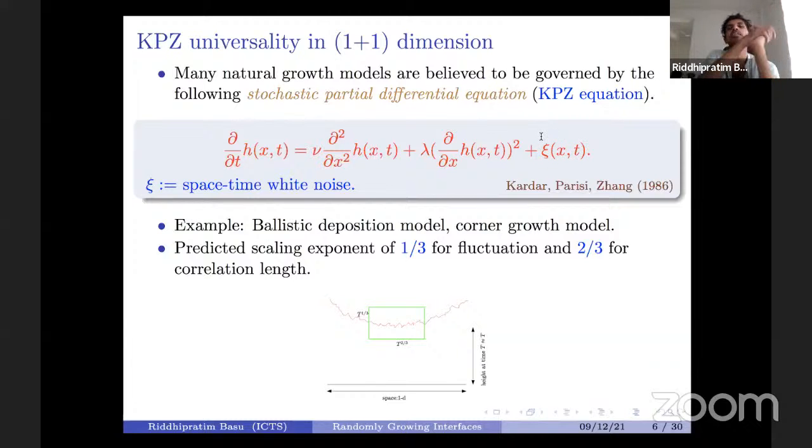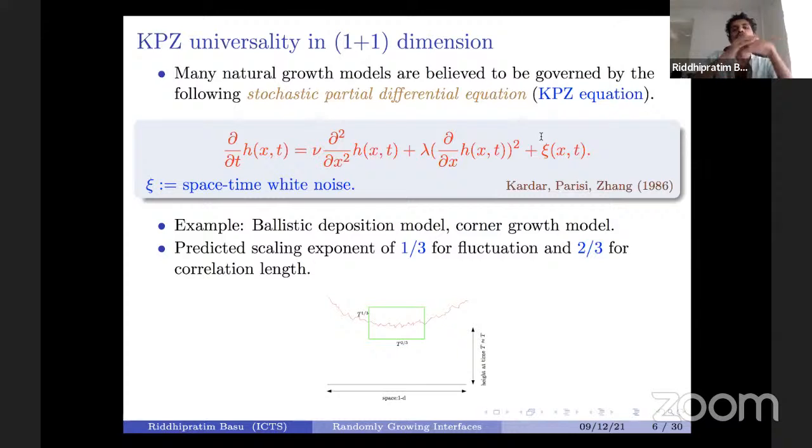These equations are called stochastic partial differential equations, in short SPDEs. They postulated that this equation will govern the large-scale behavior of all of those models. Okay, any questions?